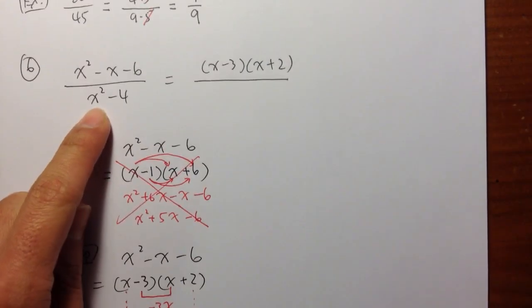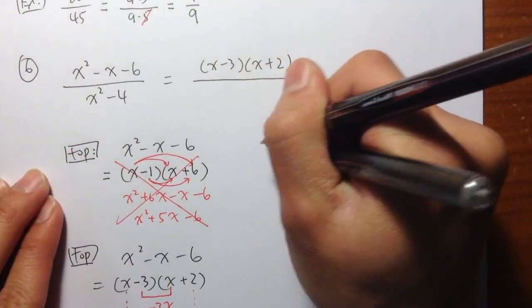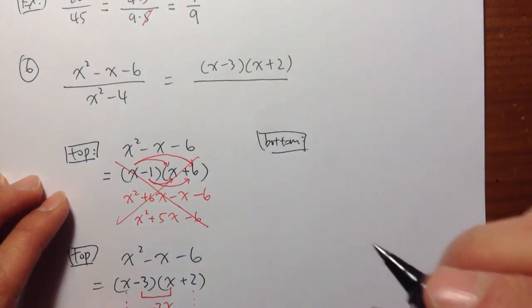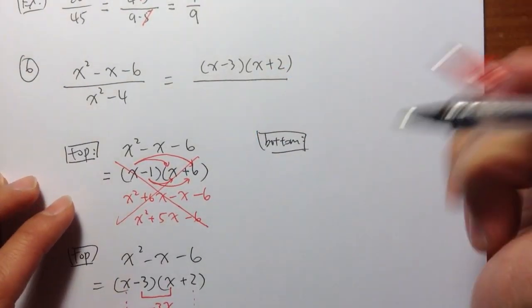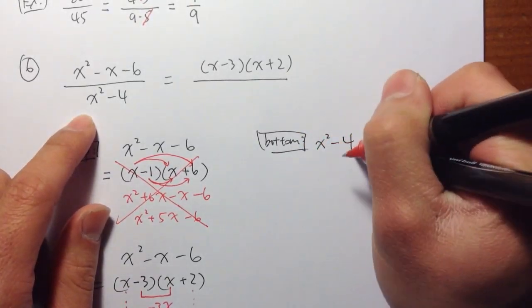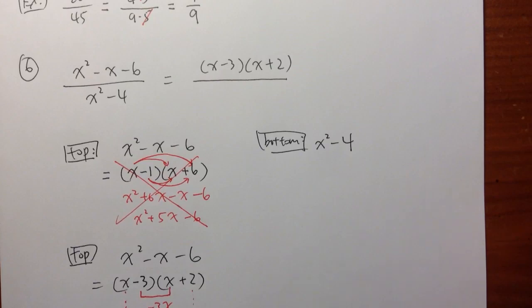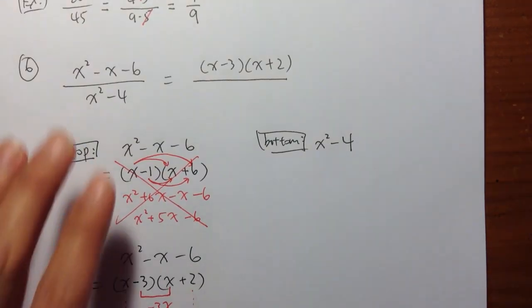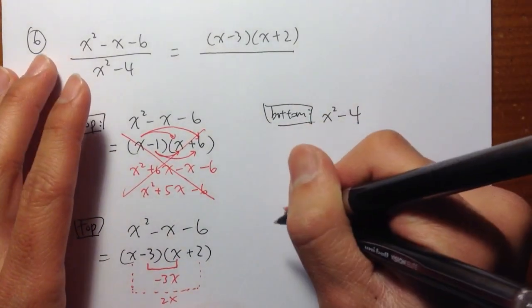And now let's look at the bottom. So again, I will write down some notes. Because the bottom right here, we have x squared minus 4. We have two terms. So this is a special product. This is a special factoring formula. So let me write down a note right here.